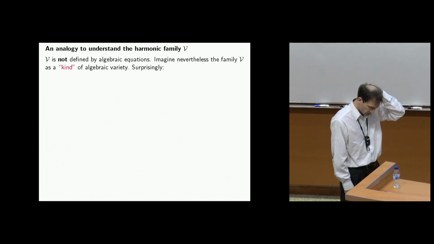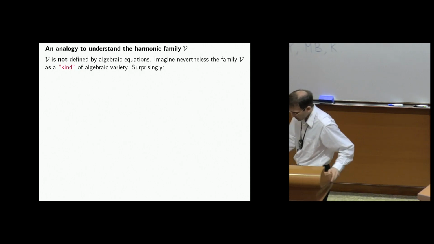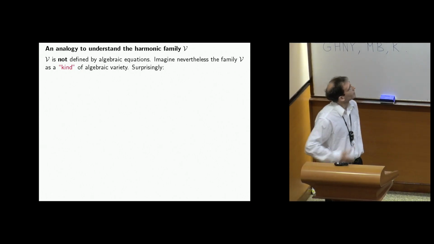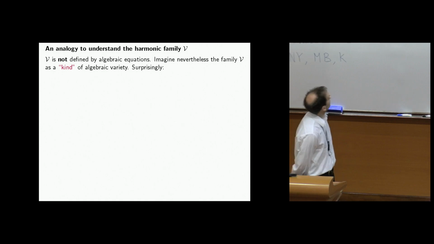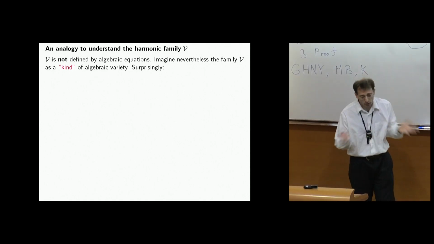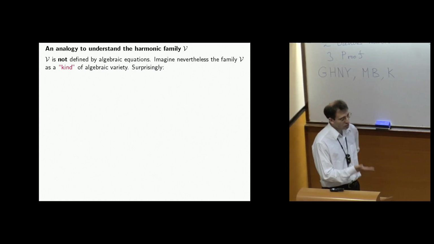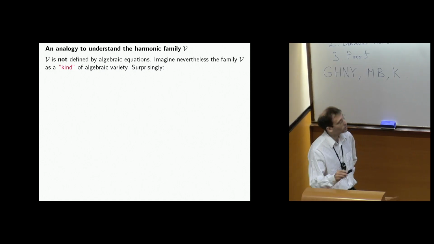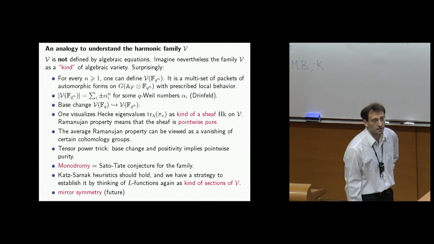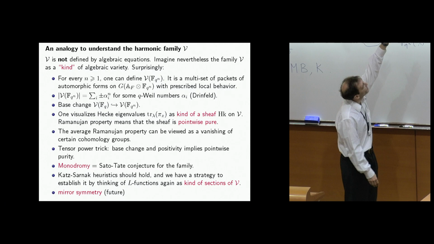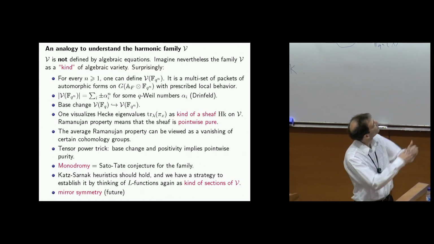So I introduced families, and I want to say a bit more about how to think about families. If you want to work on and try to prove more results, there is a way to think about families which guides you about what to do. So this V is not at all defined by algebraic equations. It's defined by prescribed local behavior. But surprisingly, you can think about it a bit as if it were an algebraic variety. Let me explain why. The first thing is, I already mentioned, the base change. That's why I write V of F_{q^n}, a bit suggestive, which implicitly means base change is available, there is a way to go from F_q to F_{q^n}.